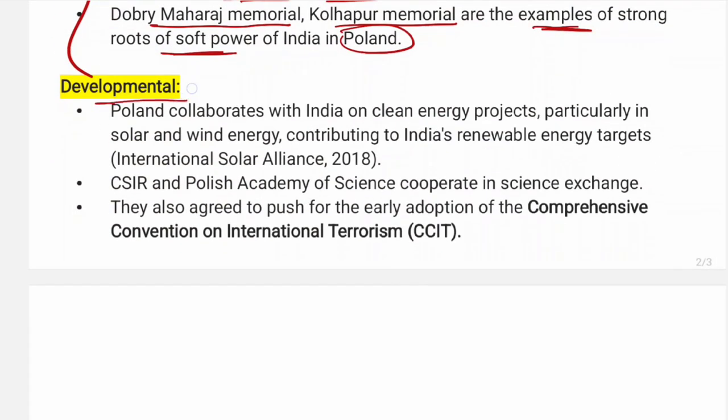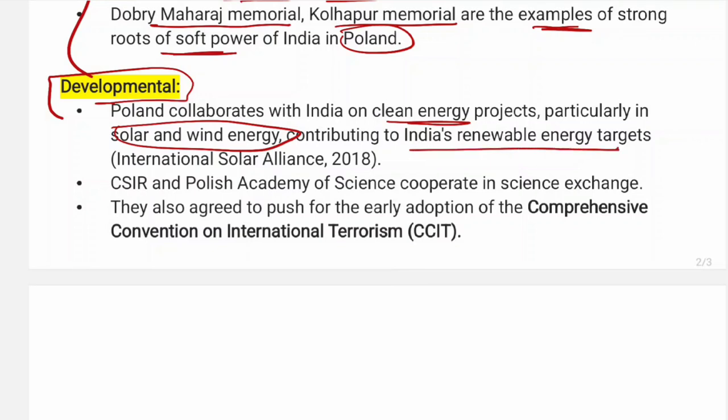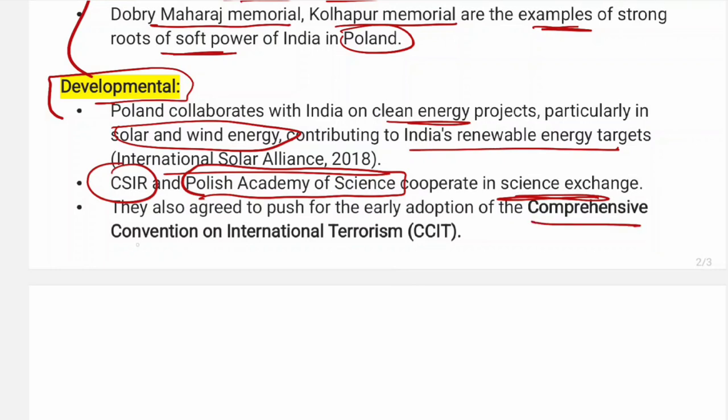Then from the developmental point of view, Poland collaborates with India in the clean energy sector, particularly solar and wind energy. It contributes to India's renewable energy targets as well as the International Solar Alliance 2018. Next, CSIR, the Council of Scientific and Industrial Research, and the Polish Academy of Sciences cooperate in science exchange. And then both countries have agreed to cooperate and facilitate early adoption of the Comprehensive Convention on International Terrorism, that is CCIT.